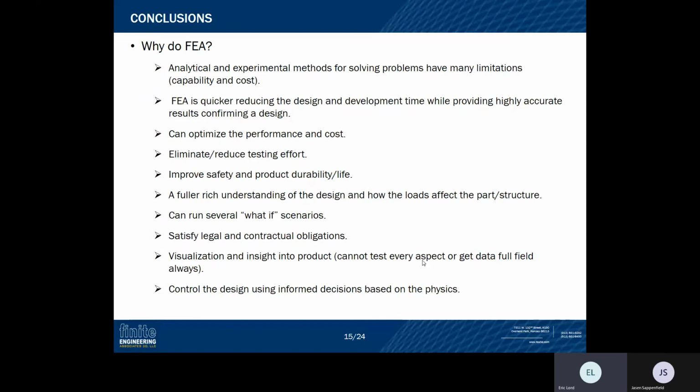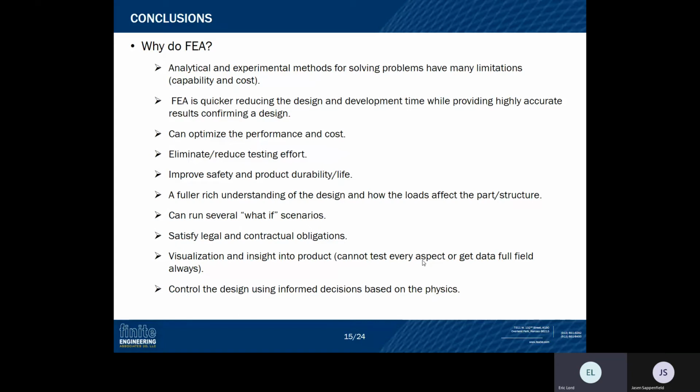You can obviously improve your safety and product durability, the life, so you can understand how long it is going to survive, whether it is going to meet your customers' needs, and so on. And you get a fuller, richer understanding of the design and how the loads affect the part and structure. Oftentimes you have an intuition of how the load path is going to go in your designs, but sometimes you find out that it's not exactly as you intended or thought it was going to be. You can get this very good understanding when you do analysis and look at the results. And you can run several what-if scenarios.